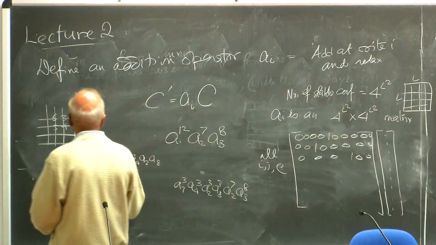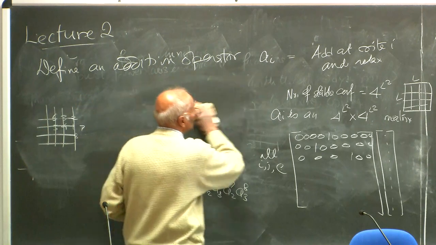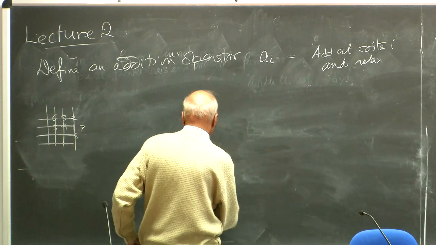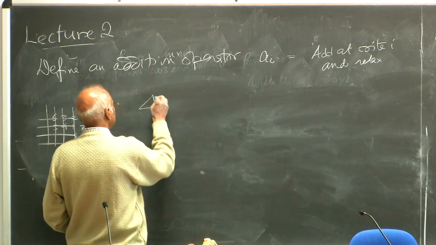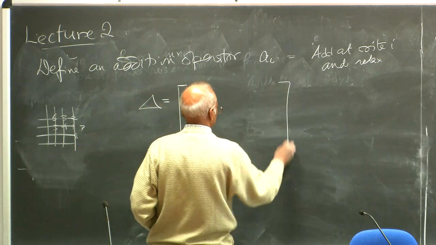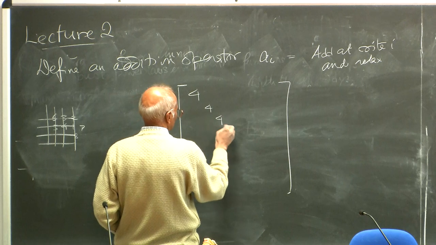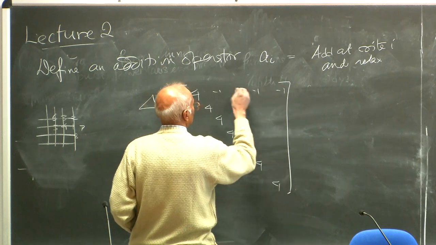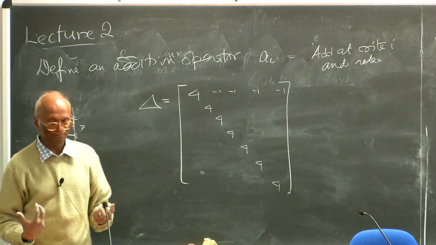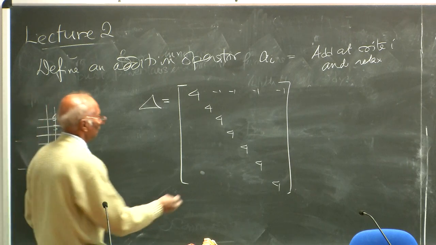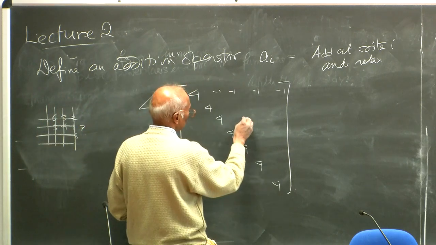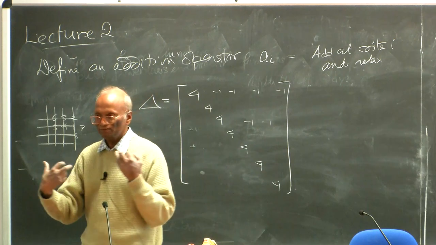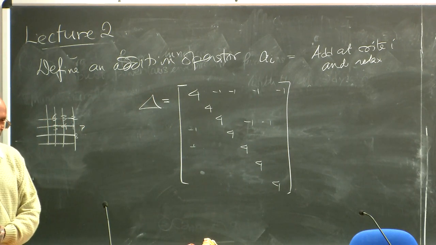Okay, so in my case, for my square lattice, the matrix delta looks like this. It is 4, 4, 4 along the diagonal. And it is minus 1, minus 1, minus 1 at the four neighbors. Okay? This is sort of schematic here. There'll be some minus 1s. In each row, there are four minus 1s at most. At the corners, there are fewer.